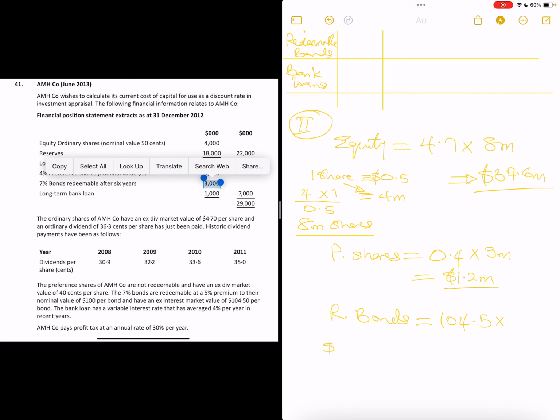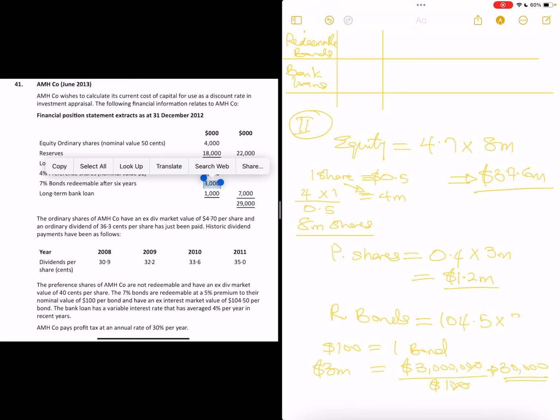So we say one bond is equal to $100. Then 3 million value will be how many bonds? That is just 3 million divided by 100. So what do you have? You have 30,000 bonds. So that's 30,000 bonds that we have.